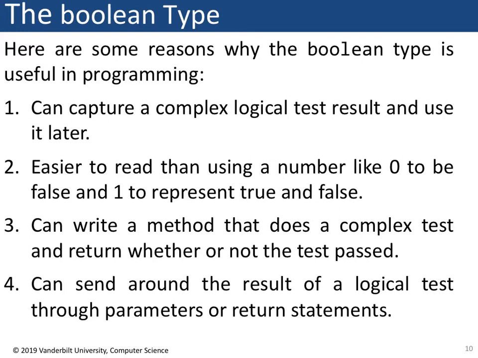And then we're able to pass that around to other methods as a parameter, and we're able to return it as a return statement. So that's pretty useful because we could write a method that does the complex test and returns the Boolean value. So I'm kind of skipping around here, but we've talked about 1, 4, and 3. And also, as I alluded to in the previous slide, by capturing the result of a logical test into a Boolean variable, oftentimes that will make it easier to read what is actually happening in the code.